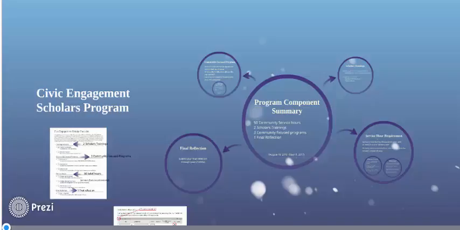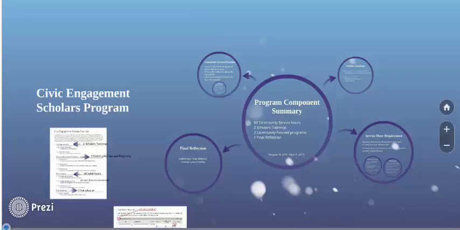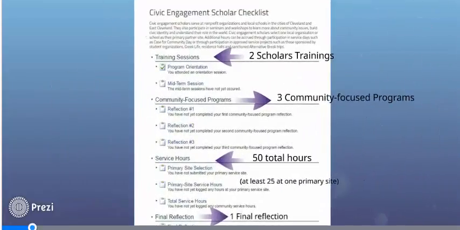This presentation provides an overview of the program's different requirements. All scholars are sent a link to the Scholars Checklist, which is the way you'll be keeping track of the different program components throughout the year. It's important that you bookmark this link and update your checklist frequently so that you know the progress that you're making with the program. Now we'll go into the different scholars program components which are outlined on this checklist.